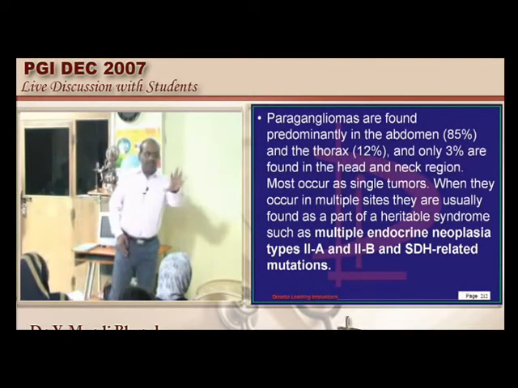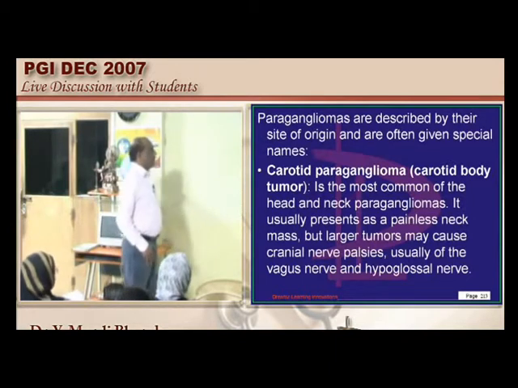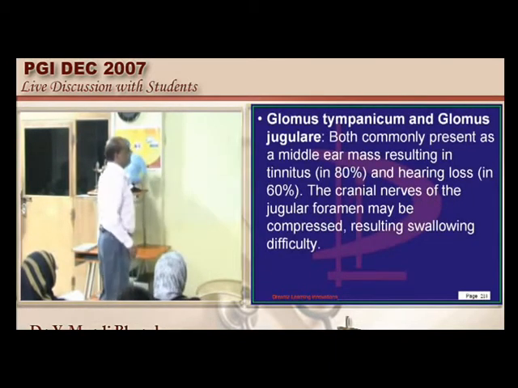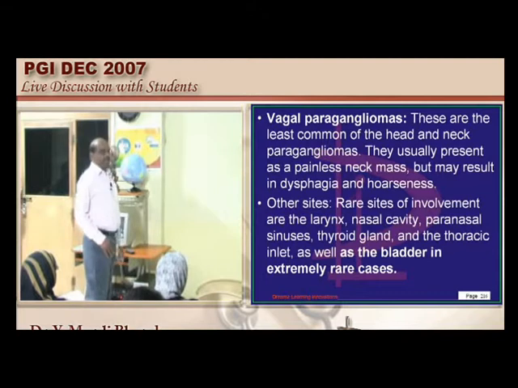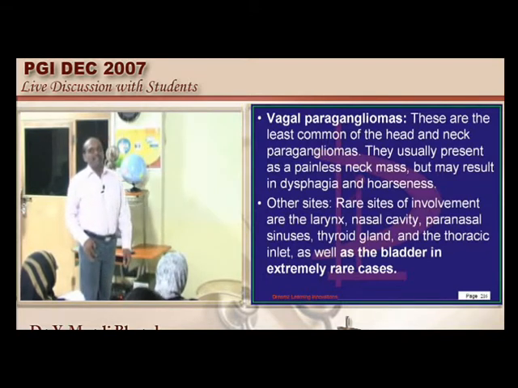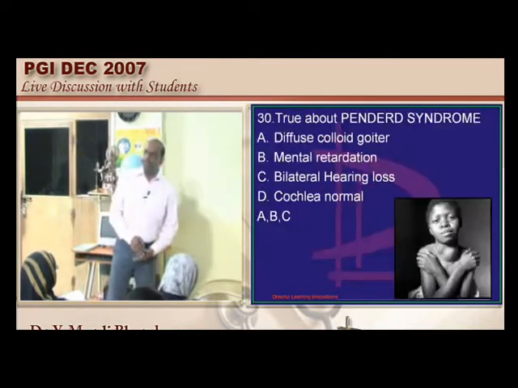Finally, there are 5 paragangliomas recognized: carotid paraganglioma, glomus tympanicum and jugular, vagal paraganglioma, and rarely you can also have paragangliomas in the larynx, nasal cavity, paranasal sinus, thyroid, and even bladder also sometimes in rare cases is what I like to underscore to all of you.